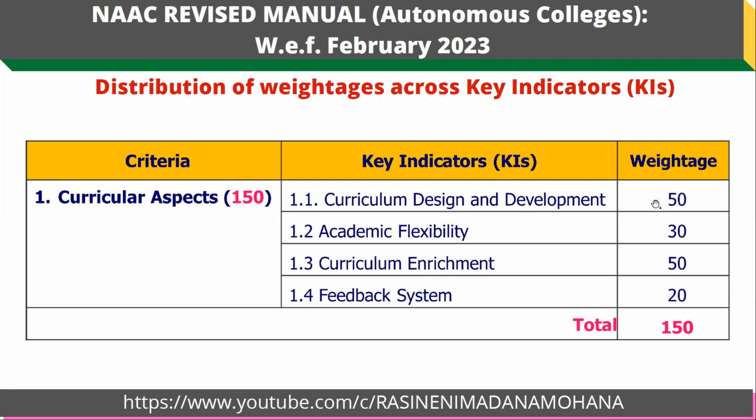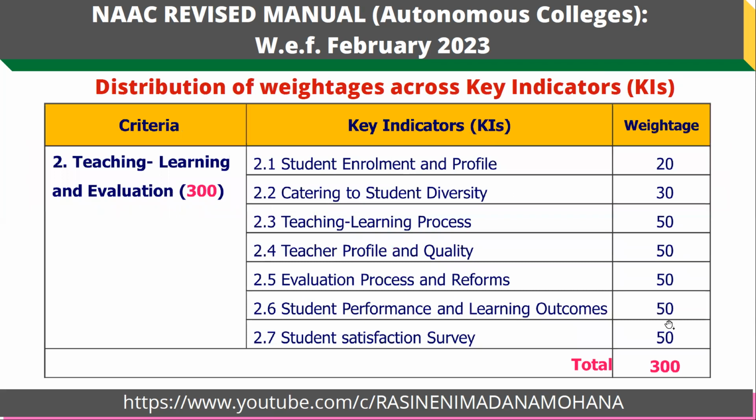So all together, the summation of all these key indicator weightages is 150. This is the overall weightage of criterion 1. Similarly, for criterion 2, teaching, learning and evaluation, total weightage is 300. That is divided across the 7 key indicators. That is first key indicator 2.1, student enrollment and profile, 20 weightage. 2.2, catering to student diversity, 30 weightage. Then 2.3, teaching learning process, 50 weightage.